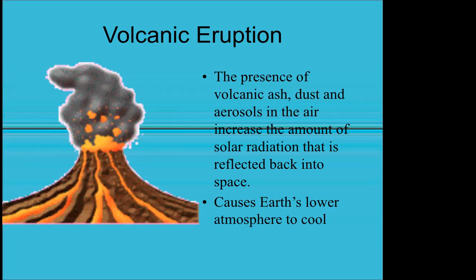Heat. Yeah. Okay? So this causes Earth's lower atmosphere to cool, because even though you have this hot lava, a lot of times the smoke, the ash, the dust, that is what covers, and it gets real dark. And so therefore, nothing's going to get through. So then there would be cool air above.